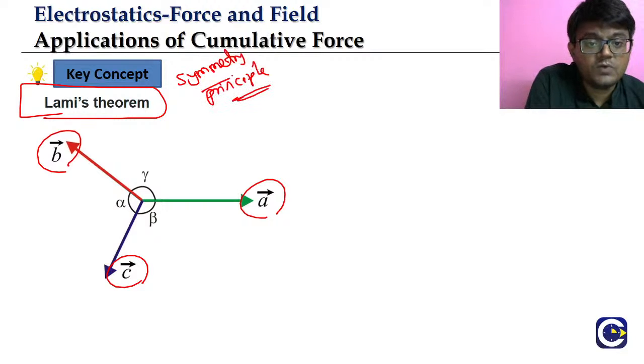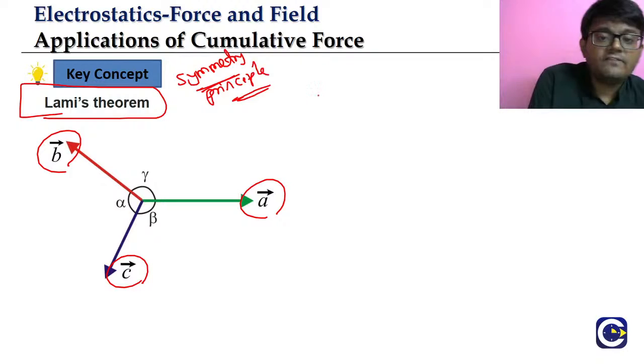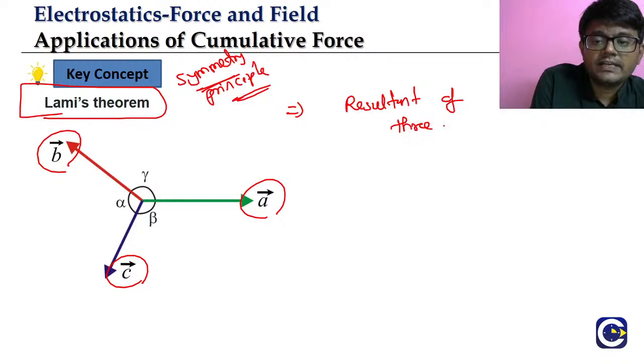So Lami's theorem is what? One more symmetry principle. We need not solve the full problem. If you see that this Lami's theorem arrangement is satisfied, then we will have a result. Okay, let us look at how it comes. Look, Lami's theorem is a concept for getting the resultant of how many vectors? 3 vectors.